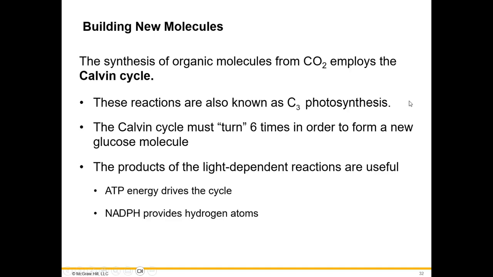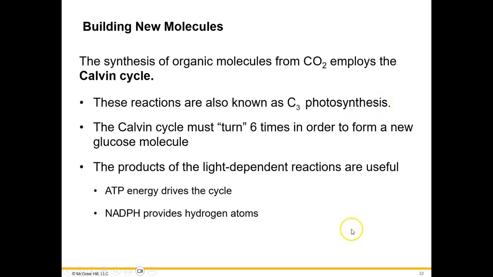So our synthesis of organic molecules, and again, organic molecules is just molecules containing carbon. The synthesis of organic molecules from CO2 employs the Calvin cycle. That's what we're talking about with the cycle that's happening in the stroma. These reactions are also known as C3 photosynthesis. I've never heard a scientist talk about them that way, but this is in every book, so I included it as well. So this is another term for the Calvin cycle. I'm still going to refer to it as the Calvin cycle.